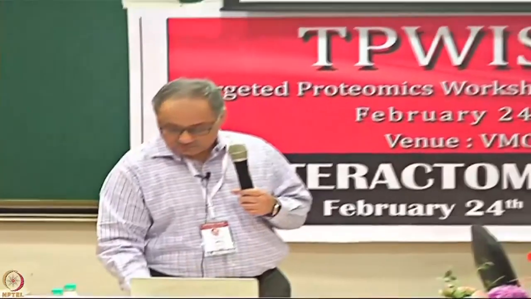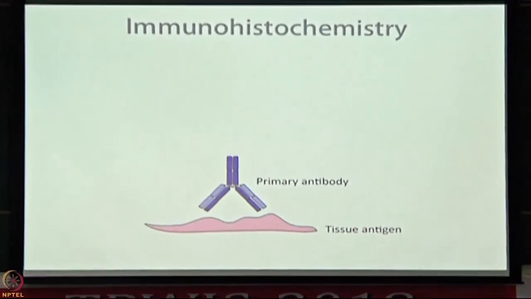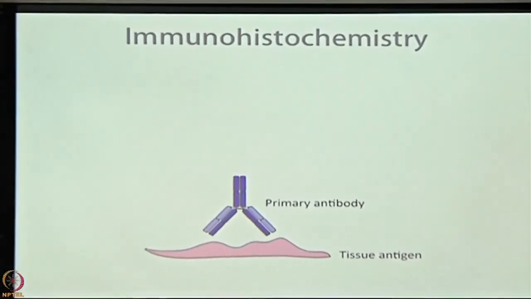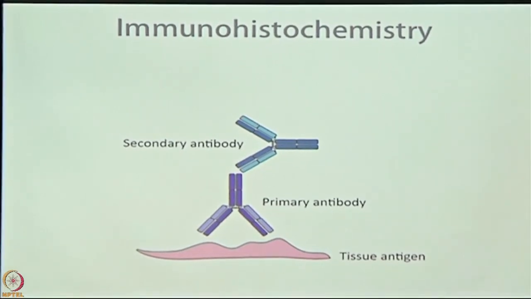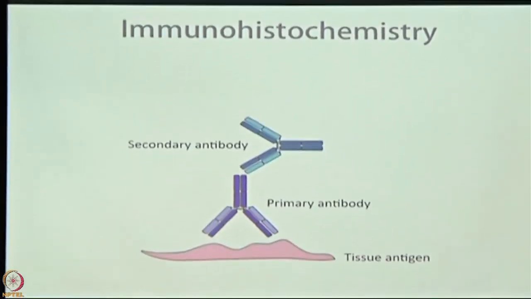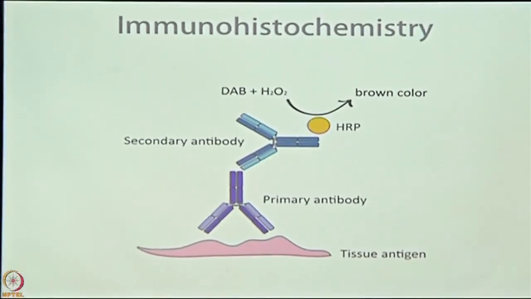So, let me tell you a little bit about immunohistochemistry. You have this antigen which is in the tissue, which we can't see normally. You apply a primary antibody which goes and binds to the tissue. Then you apply a secondary antibody which detects actually the primary antibody. And finally, you add a coloring agent which usually gives you a brown color. And when you see that, you infer that the antigen is actually present.